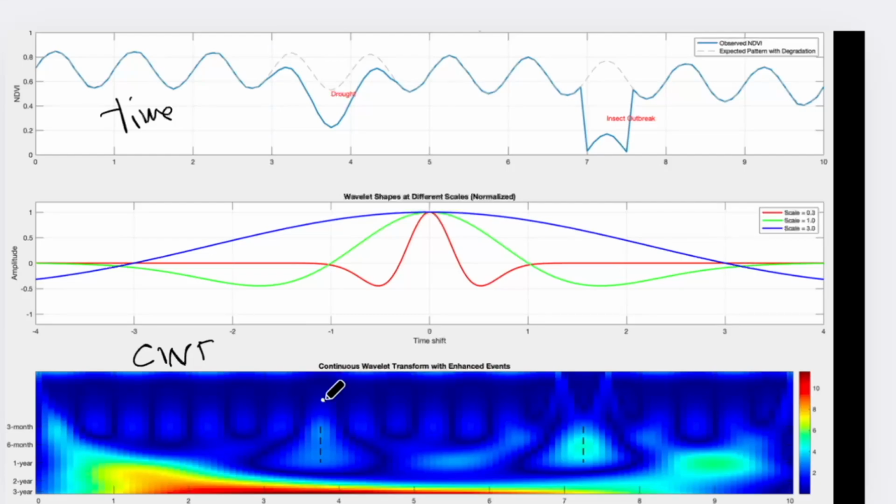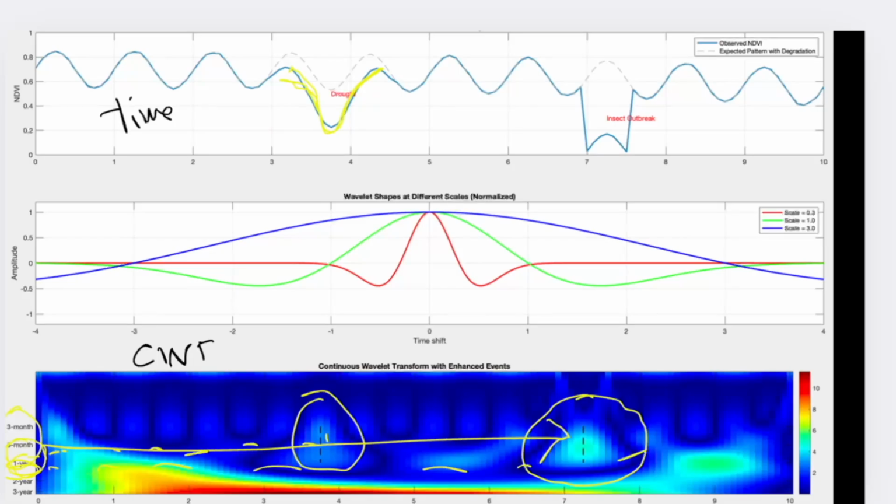Here we see one bright spot, and this is happening between year 3 and 4, at the time scale of 3 to 6 months. So this is our drought. There's a small drop here in the NDVI index, and that is reflected in this patch. And similarly, the insect outbreak between year 7 and 8 is what you see in this patch. If you draw a horizontal line, it corresponds to around a 6 months to 1 year period, which is what this bright patch corresponds to.